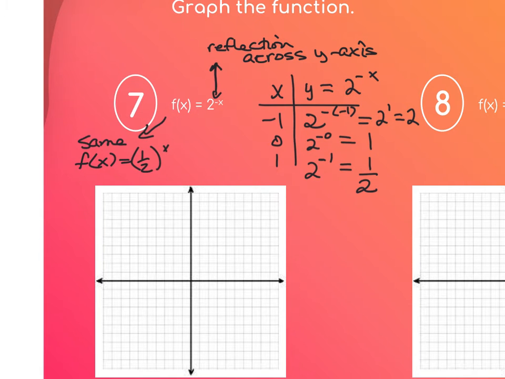So we can graph this, negative 1, positive 2, 0 and 1, and then the 1 and then the half. So it's skimming along that asymptote. And again, it looks like the fraction raised to the power. They're the same graph.